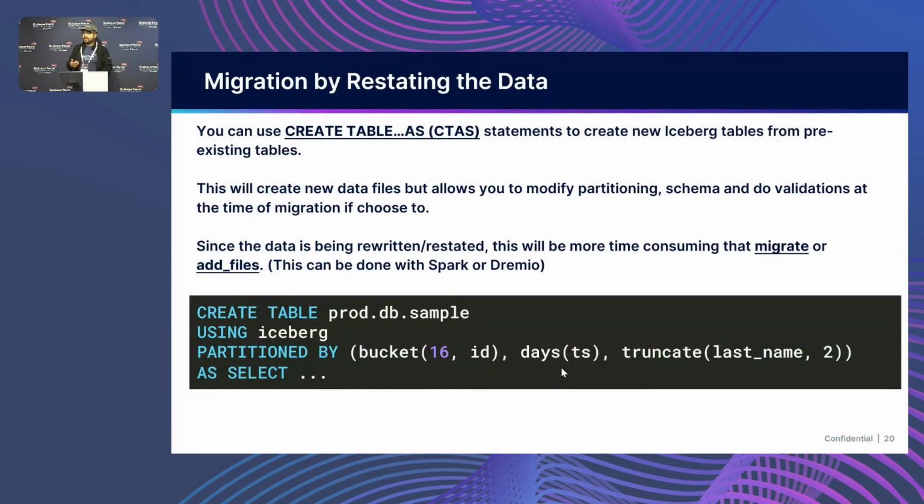This would typically be done through a CTAS statement, or a create table as statement. So you would just do a create table as statement like the one I have here. In here, I'm basically changing the partitioning. Since I'm rewriting the table, I'm going to partition it using a 16-part bucket, partition it by days in the timestamp column, and truncate and partition it by the last name column as well, based on the first two characters. I can do that because I'm rewriting the data anyway, so I can take advantage of that. That's one nice thing about a shadow migration. But the catch is you are rewriting all the data.